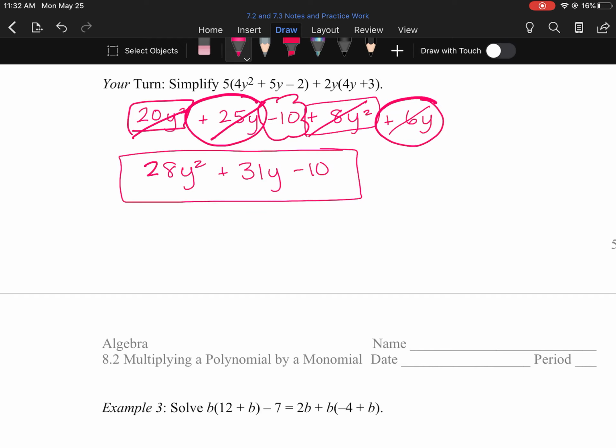All right, so hopefully I'm not making any mistakes here, but 20y squared plus 8y squared is 28y squared. 25y plus 6y is 31y, and then our minus 10.